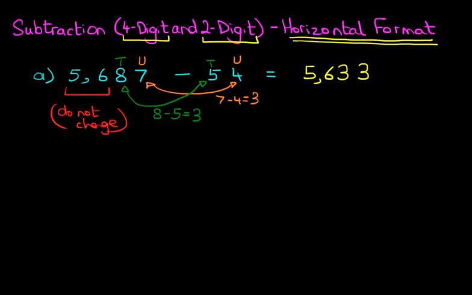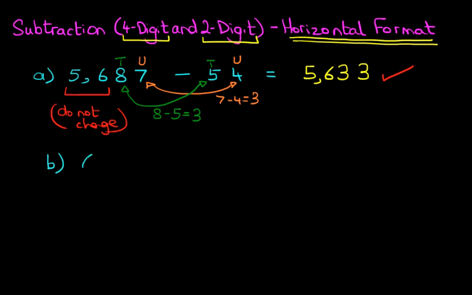Therefore, 5,687 minus 54 is 5,633. Now you can use this method if there is no carrying. And what I mean by that is, we'll work through our second example and you'll understand this.